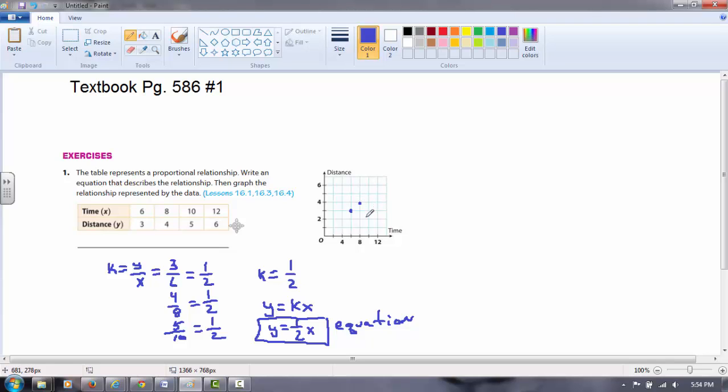Our next one's going to be 10, 5. So we're going to go 10 over first and then 5 up. And then our last one's going to be 12, 6. So we go 12 and then 6 right here. Okay, so then graph the relationship.